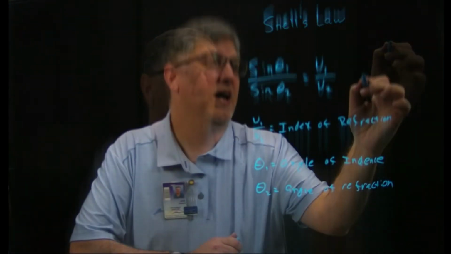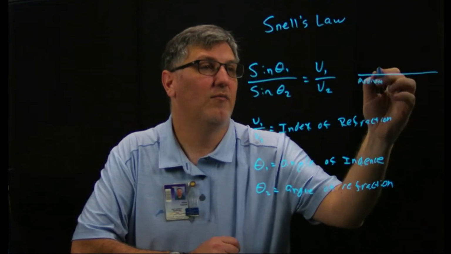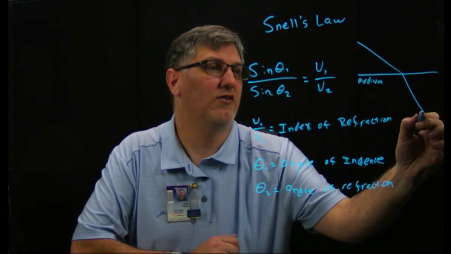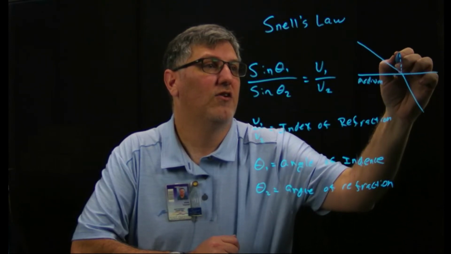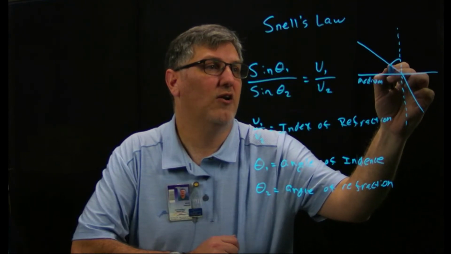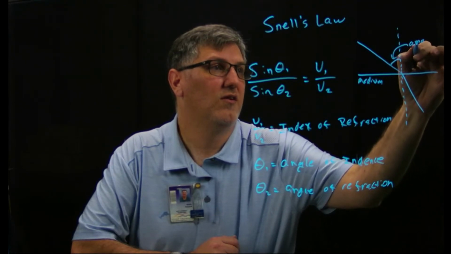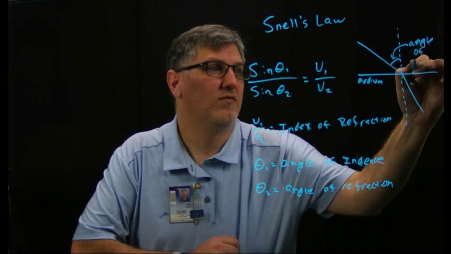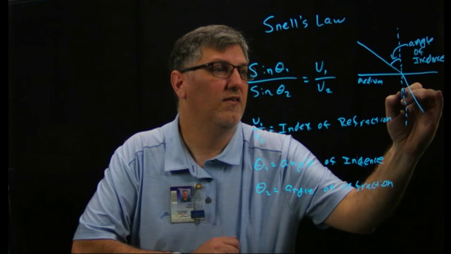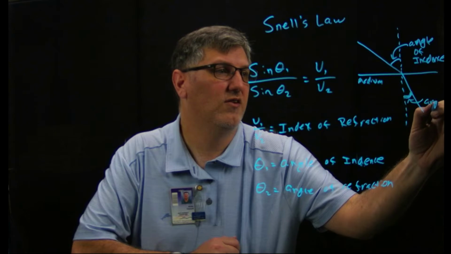Well, here's my medium right here. It could be anything. We have, say, a light coming in this way, and then it bends this way. If I picture a vertical line right at that point of bend, this angle right here, we call that my angle of incidence. And then this angle right here, we call my angle of refraction.